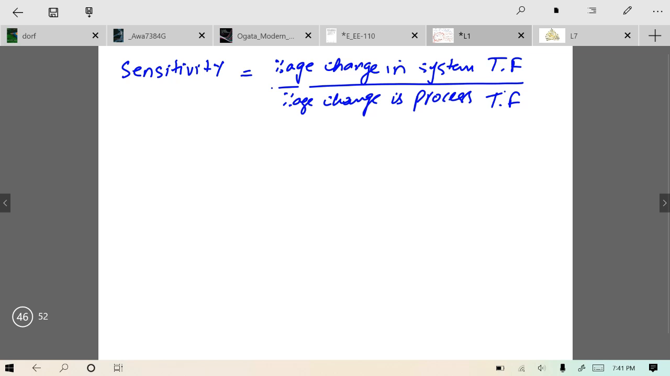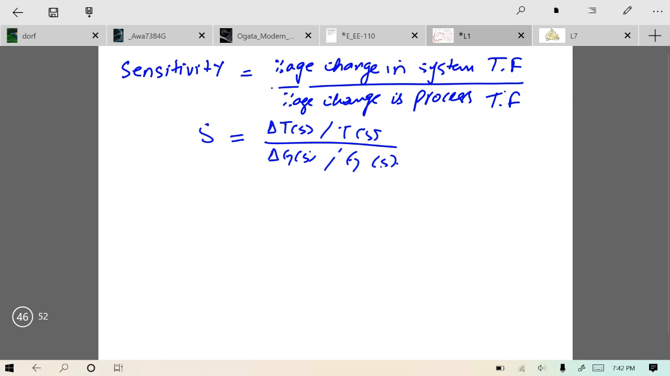The system transfer function is the overall transfer function of the system, and the process transfer function is your G(s). So the percentage change in the overall transfer function due to the change in the process transfer function G(s) is called the sensitivity of the system, or you can say that S is equal to delta T(s) over T(s), where T is the overall transfer function of the system, divided by delta G(s) over G(s). Now you can clearly see that in open loop, the process transfer function and system transfer function are the same. So in open loop, the sensitivity value is 1.